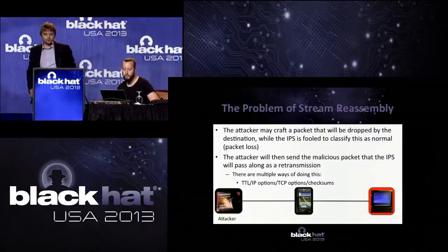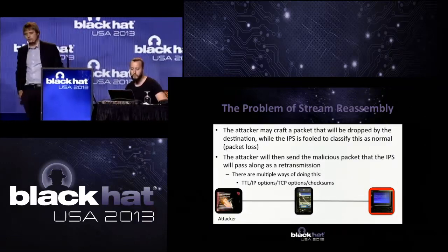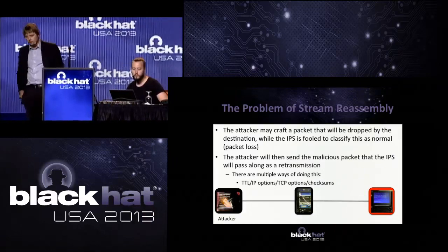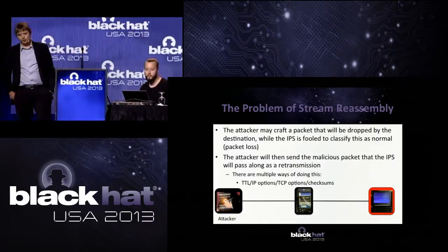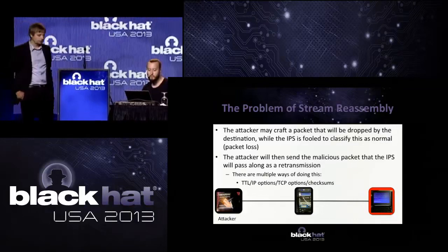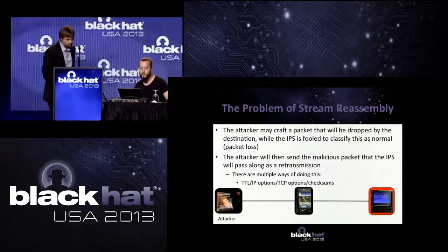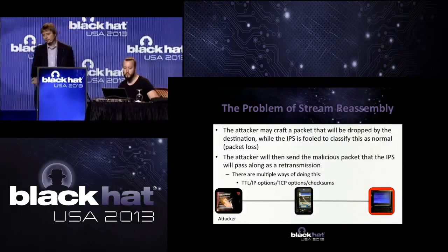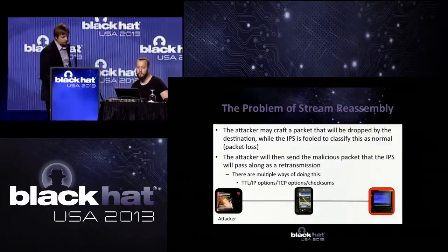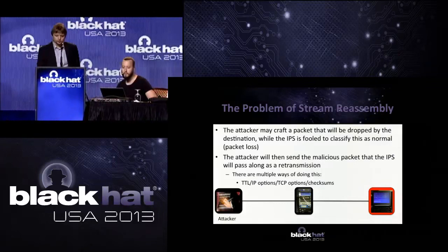So there's this very problematic situation, and the attacker can take this to his advantage. The attacker may craft a packet that will be dropped by the destination, but the IPS thinks that there is packet loss. Now the attacker can send another packet that looks like a resend, but it's not. The other packet contains malicious data that will compromise the host. So the IPS thinks this is a resend and allows the packet to go through, and then the host is compromised. There are multiple ways to make the remote host drop a packet so that the IPS doesn't know: the TTL, IP options, TCP options, or TCP checksums, or whatever checksums.